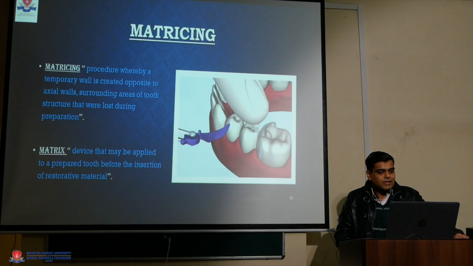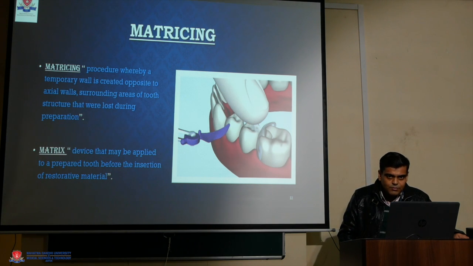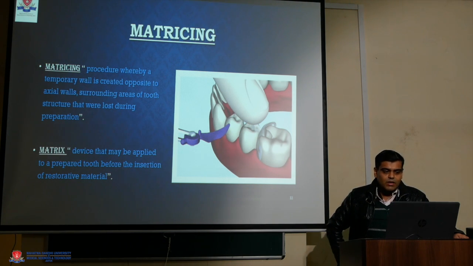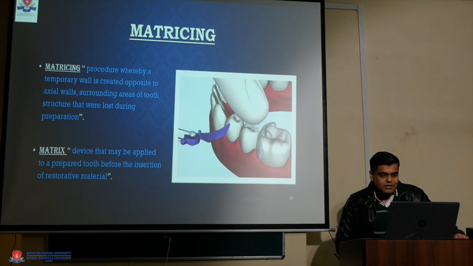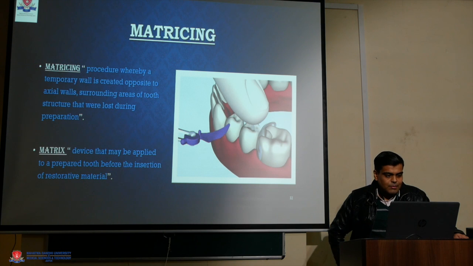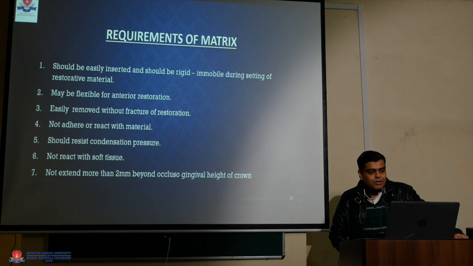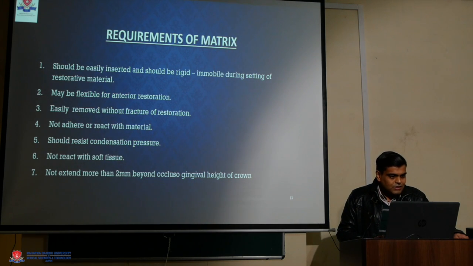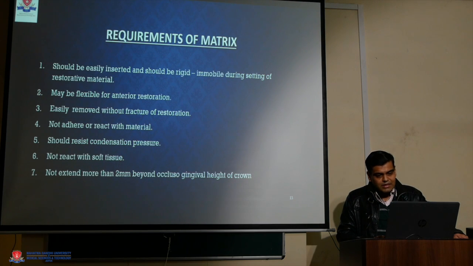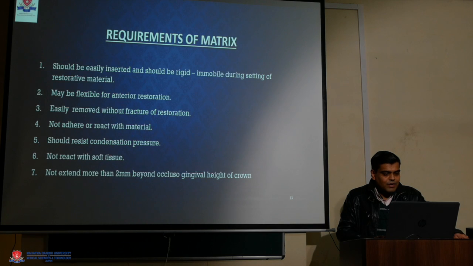Starting with matricing, matricing is a procedure whereby a temporary wall is created opposite to the axial wall, surrounding the area of the tooth structure that was lost during the preparation. And a matrix is a device that may be applied to a prepared tooth before the insertion of a restorative material. So coming to the requirements of the matrix: it should be easily inserted and it should be rigid, meaning it should be immobile during the setting of the restorative material. It may be flexible for anterior restorations. It can be easily removed without fracture of the restoration.